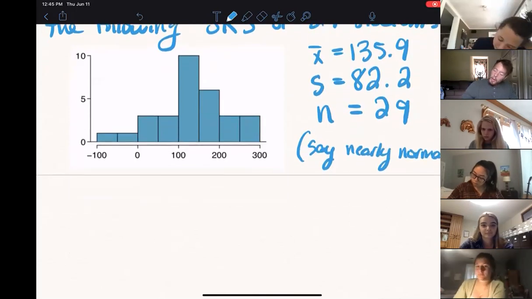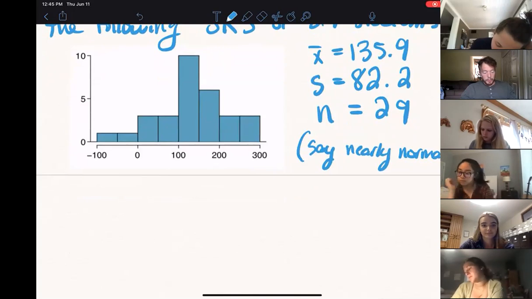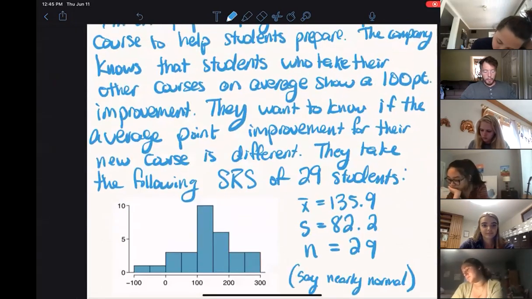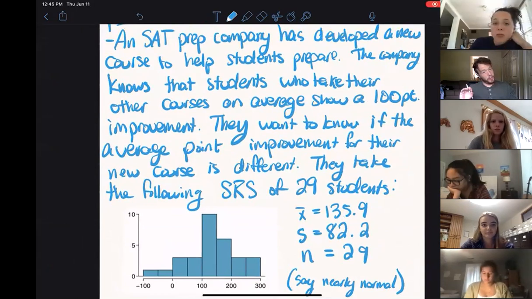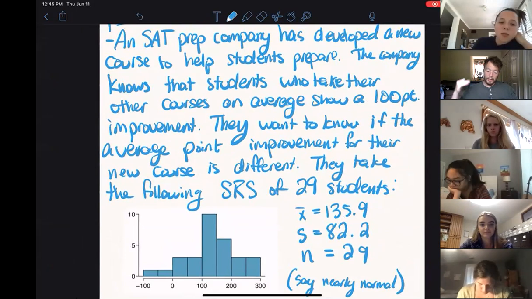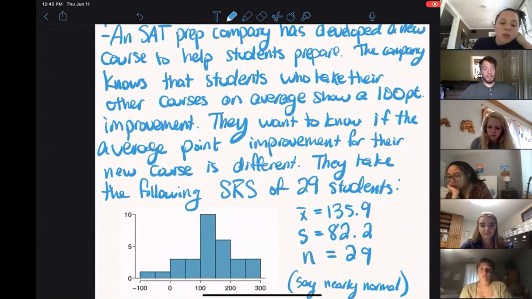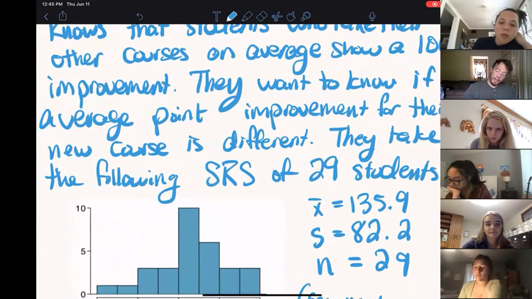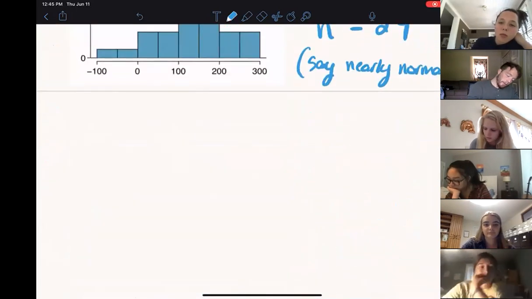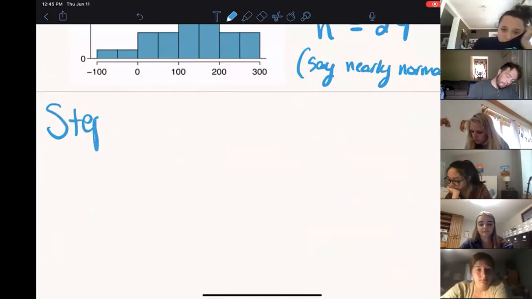Okay, so we have a research question right here. They want to know if the average point change for people who took the SAT and then took their class and took it again is 100 or if it is something other than 100. So we want to perform inference to say what we can about the research question. So let's do our usual steps.